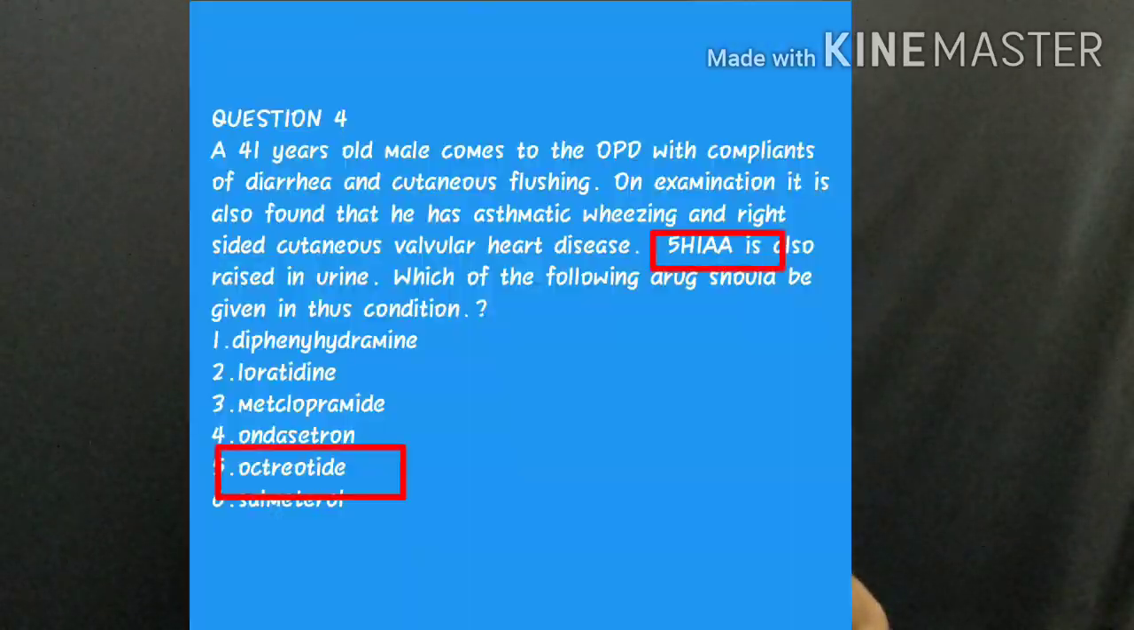According to me, this is a very easy question because everything you need to reach the diagnosis is given. What disease is this patient having? He has diarrhea, cutaneous flushing, asthmatic wheezing, and right-sided valvular heart disease. And the most important thing, 5-HIAA is also raised. This clearly tells you that the disease is nothing but a carcinoid tumor.